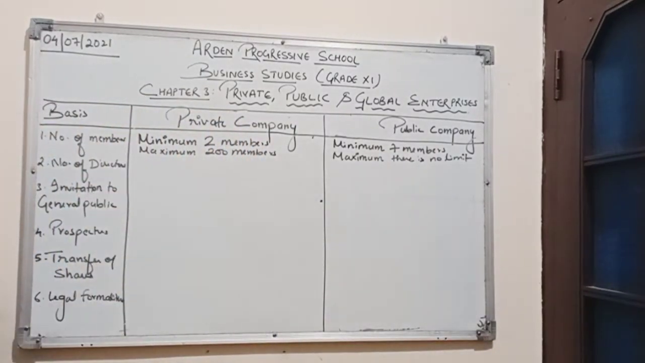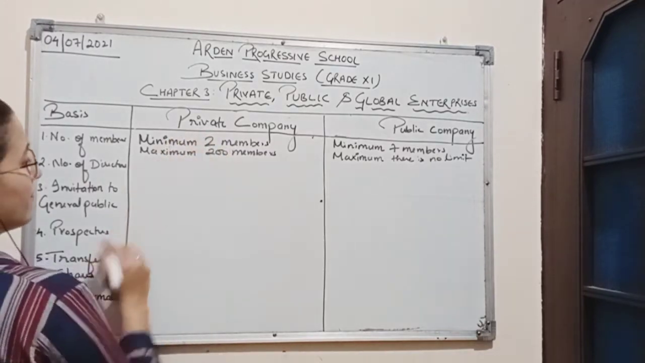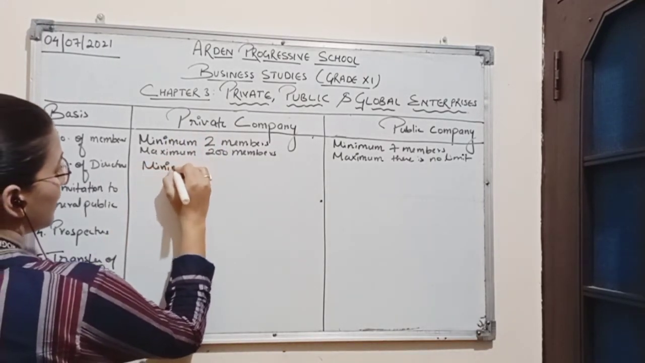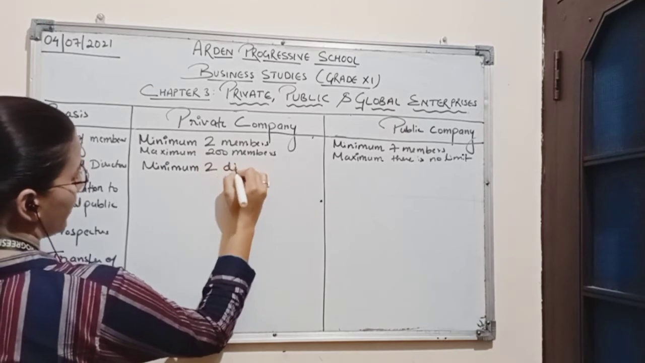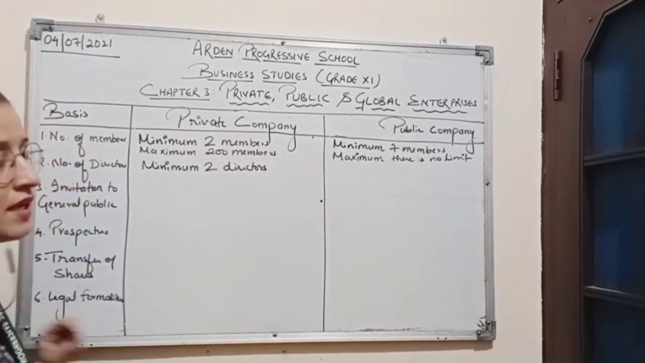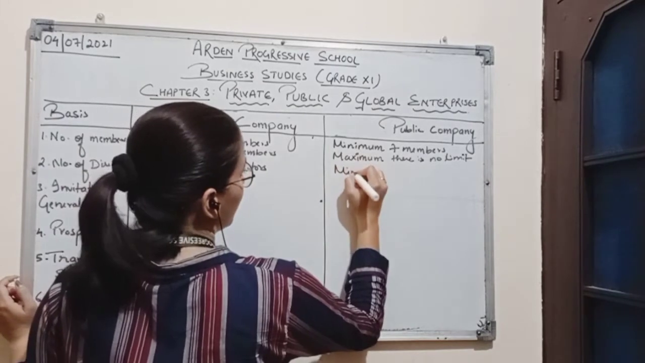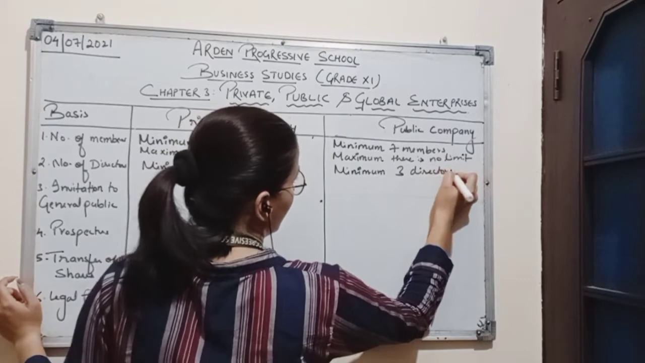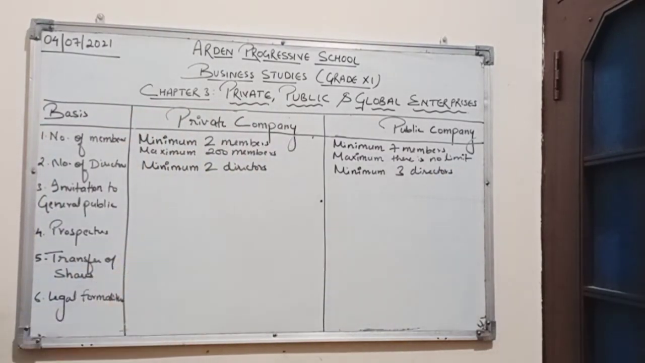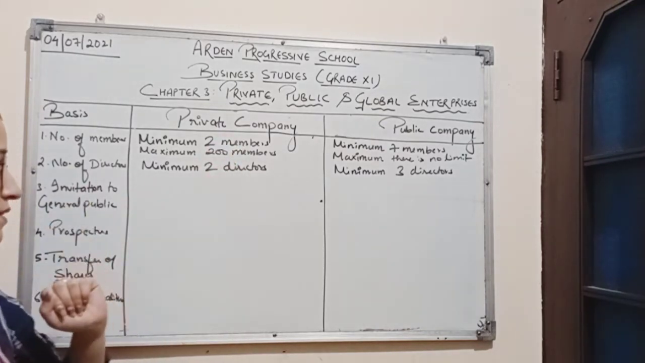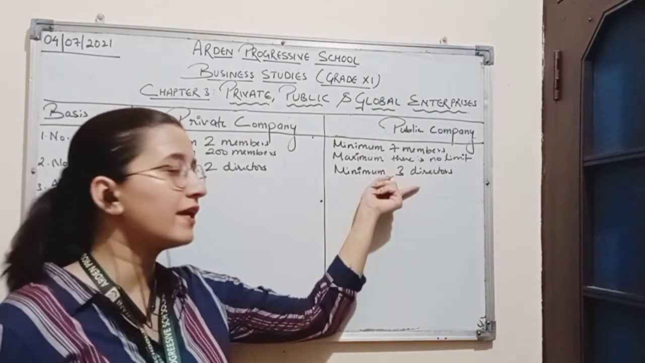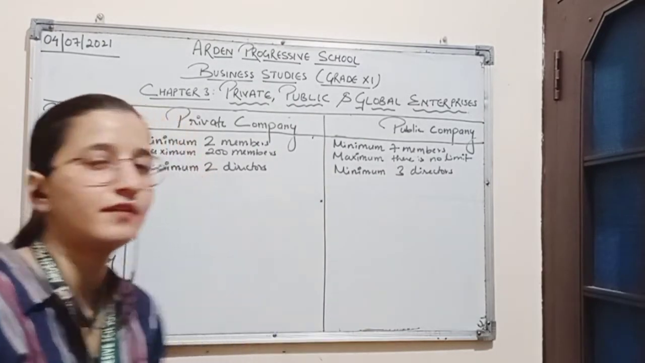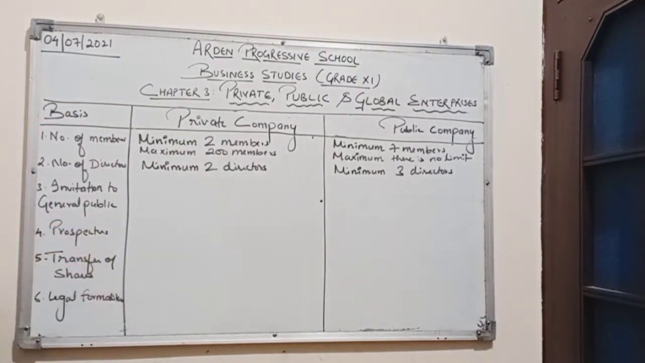Second difference is number of directors. In a private company there can be minimum 2 directors, whereas in a public company minimum 3 directors are required. Directors are the persons who control and manage the company. So in a private company only 2 directors are required, whereas in a public company minimum 3 directors are required.